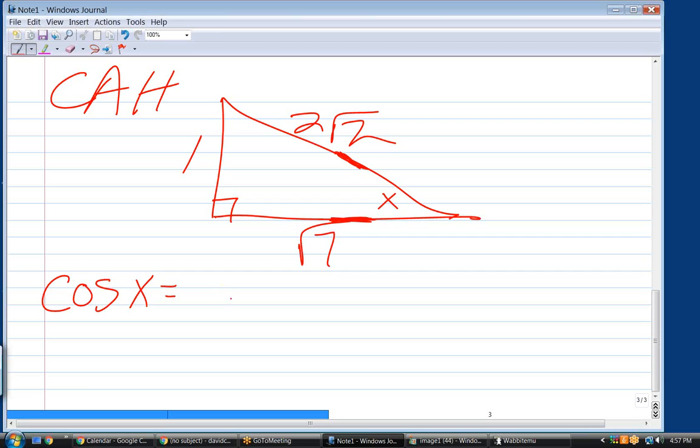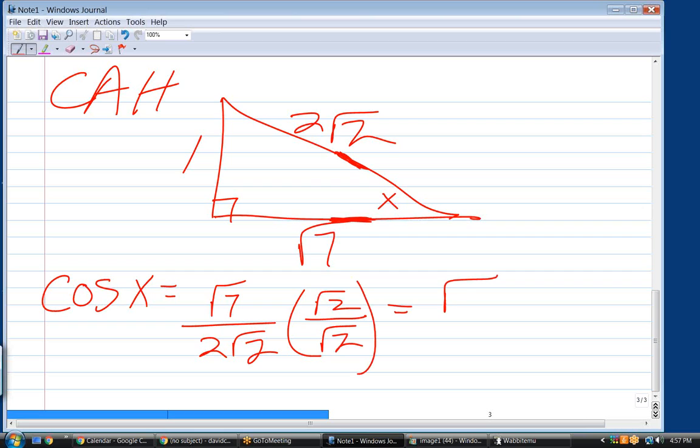So do it step by step. What's the adjacent? 1. The adjacent, not the opposite. They're never going to be the same. Okay, so that'd be square root 7. Now you got it. And what's the hypotenuse? 2 square root 2. Rationalize that. Square root 14 over 2 square root 4.